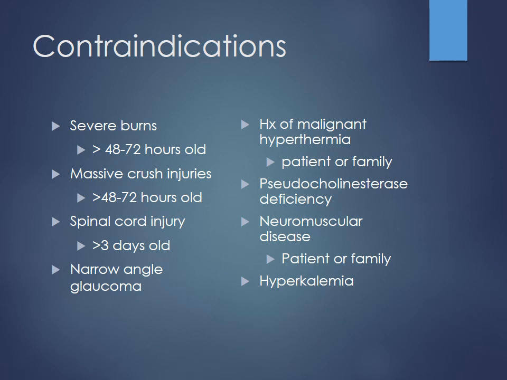Spinal cord injury can be another one, again 3 days out. Other things to be careful of: narrow angle glaucoma, which can cause acute rises in intraocular pressure. If they have an acetylcholinesterase deficiency, that would lead to a longer duration of action because they're not able to metabolize the drug as quickly. Then neuromuscular disease, either a patient history or a family history of things like Duchenne's muscular dystrophy, ALS. You need to be careful because they're also going to have upregulated acetylcholine receptors. And if they have pre-existing hyperkalemia, also don't give it to them, especially renal patients who already probably have elevated potassium anyway.